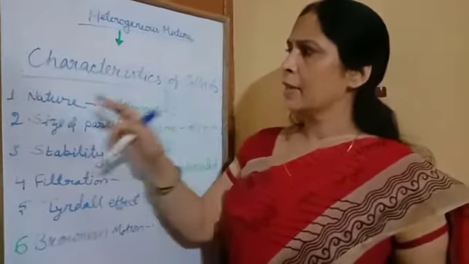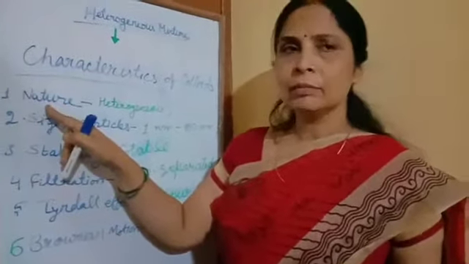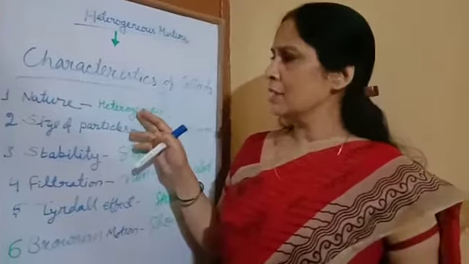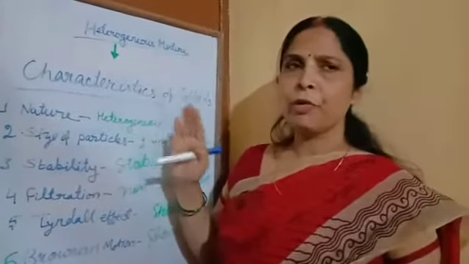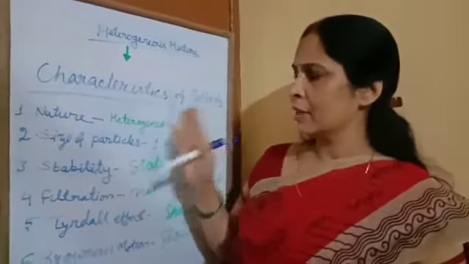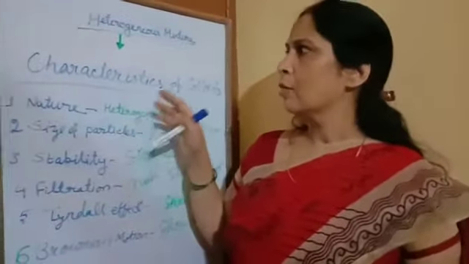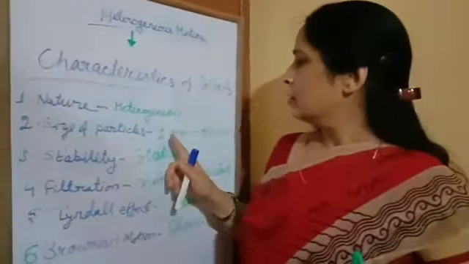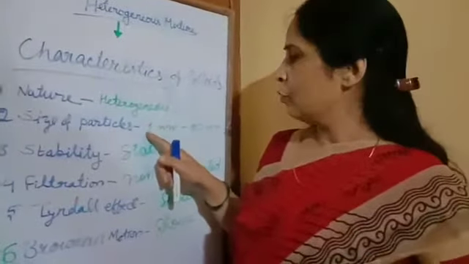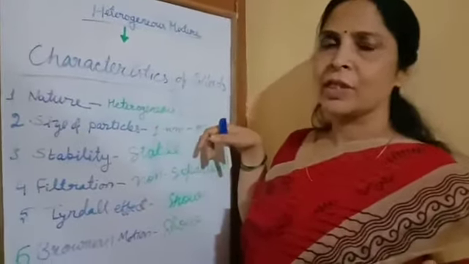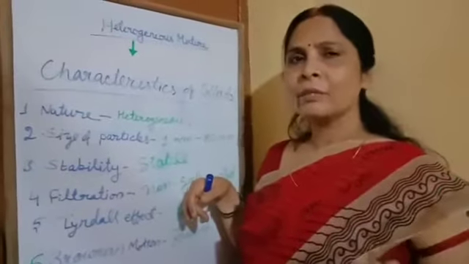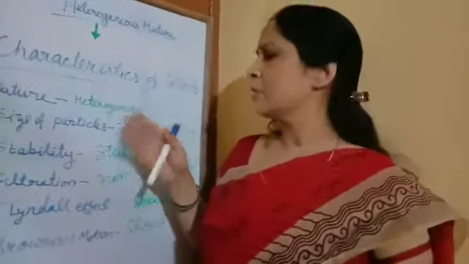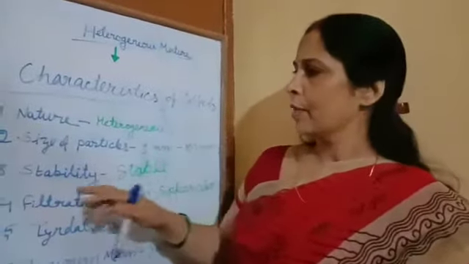First, nature of colloids. Colloids are heterogeneous in nature. Heterogeneous, they are not uniformly mixed. Size of particles. Size of colloidal particles is between 1 nanometer to 100 nanometer. They are not visible to our naked eyes, but they are visible under a microscope.